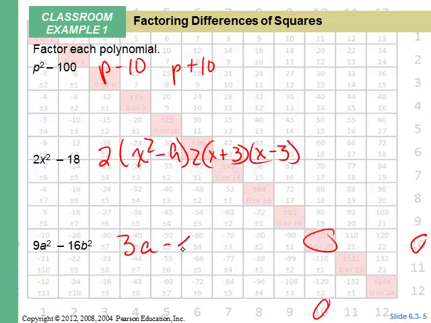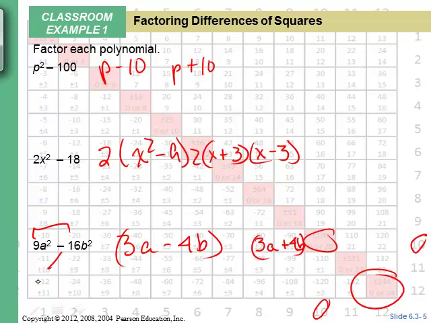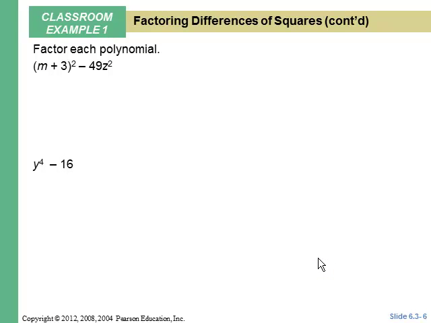3a minus 4b, 3a plus 4b. Now we could actually use our factoring chart to figure this one out. Multiply these two together is 144. What two numbers multiplied equal 144 are 0 apart. So we would say plus 12ab minus 12ab, and then we could factor by grouping. But it's easier to just remember this simple rule.